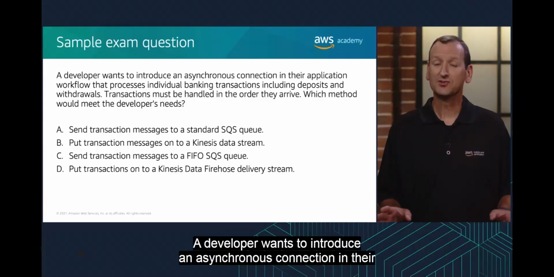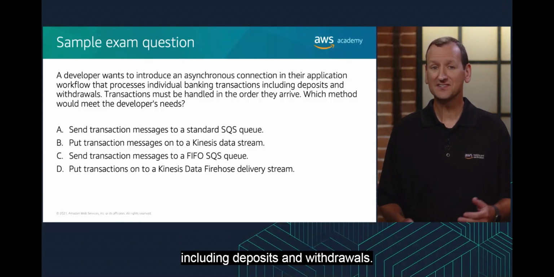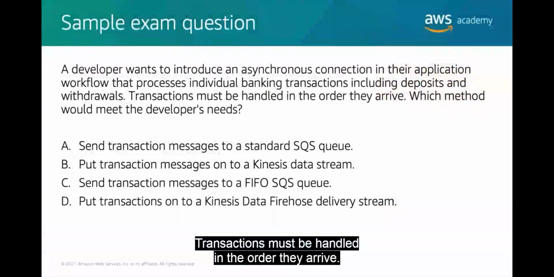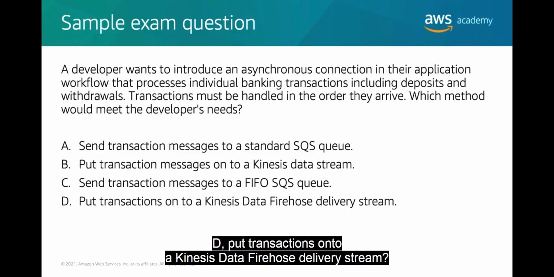A developer wants to introduce an asynchronous connection in their application workflow that processes individual banking transactions, including deposits and withdrawals. Transactions must be handled in the order they arrive. Which method would meet the developer's needs? A. Send transaction messages to a standard SQS queue. B. Put transaction messages onto a Kinesis data stream. C. Send transaction messages to a FIFO SQS queue. D. Put transactions onto a Kinesis data firehose delivery stream.